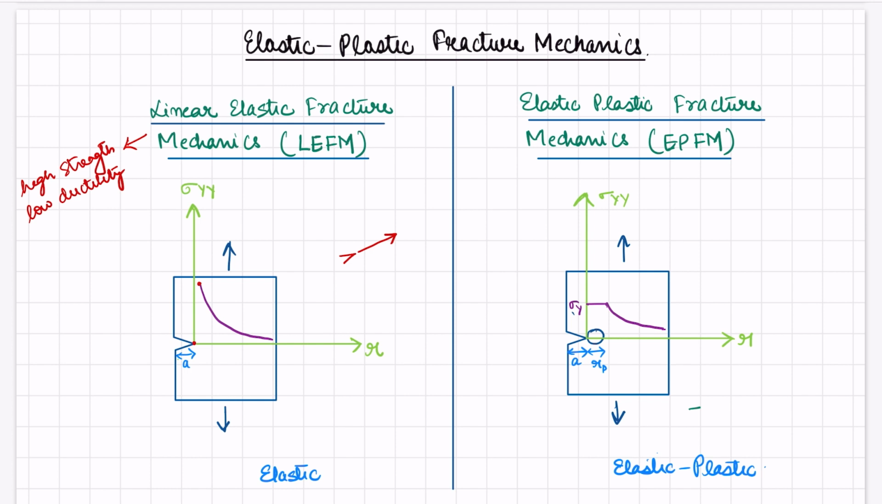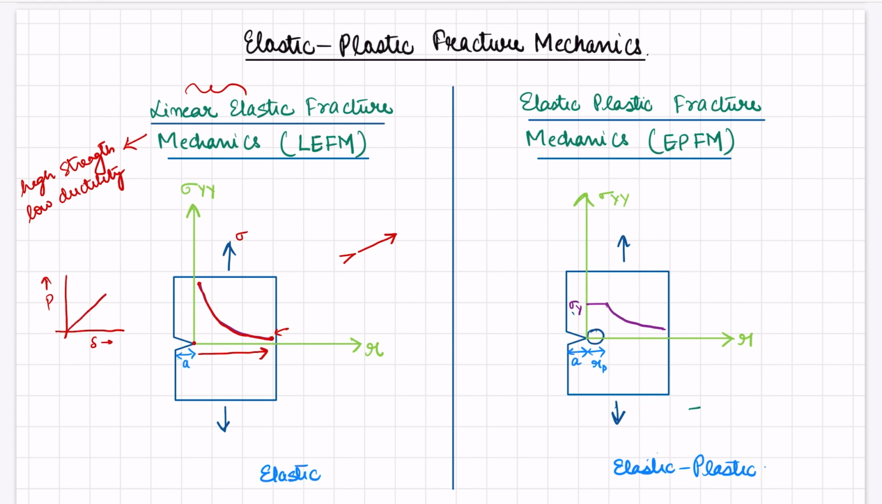Now if we see the stress profile of the material as we move away from the crack tip, there is a reduction in the stress, and far away from the crack tip the stress is the same as the applied stress. This is the stress profile. Now why do we call it linear elastic? That is because the curve between the load and the displacement is linear.